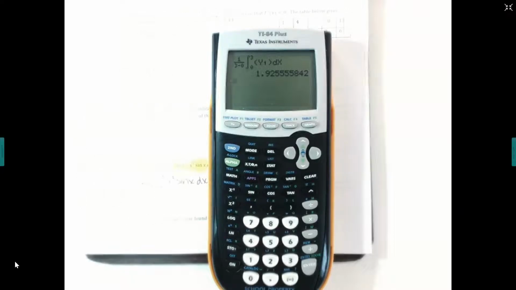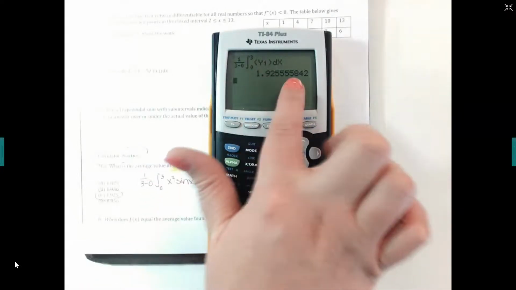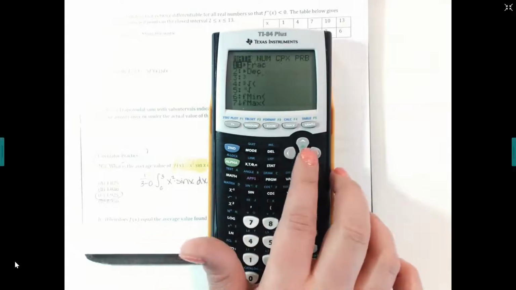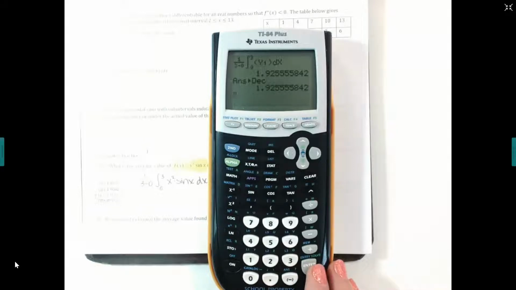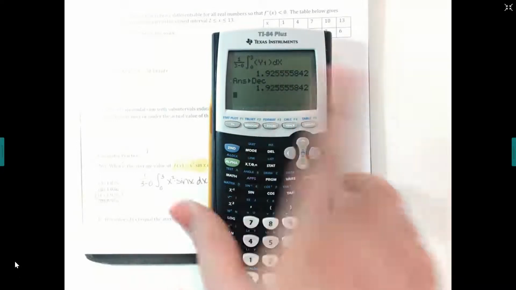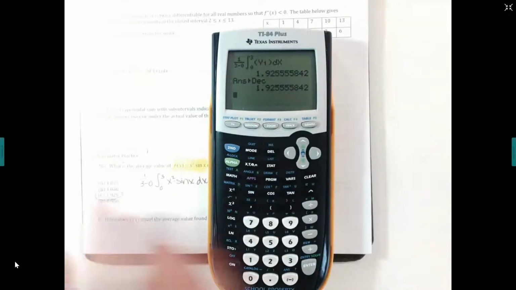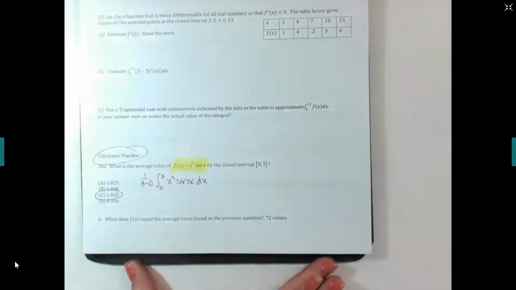Are you asking how to pull up the fraction bar? Oh, I see. Okay, if it came out as a fraction here, hit math, and then go down to decimal, and then push enter on it, and it'll convert it to a decimal for you. Did that work? Okay. But since mine was already a decimal, obviously it's that way.